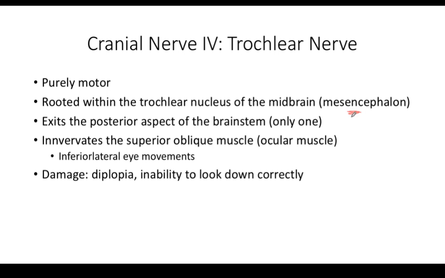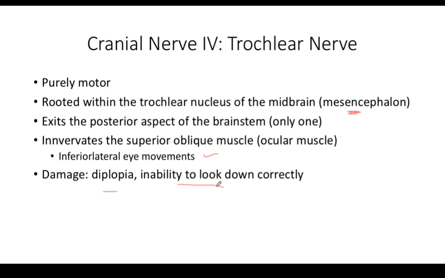And this innervates one ocular muscle called the superior oblique muscle. The way this muscle attaches to the superior part of the eye, when this muscle contracts, it causes your eyeballs to rotate inferiorly and laterally, meaning downward and out to the side. Damage to this nerve will cause diplopia, again, the fancy word for double vision. And the interesting thing, it'll also cause the inability to look down.